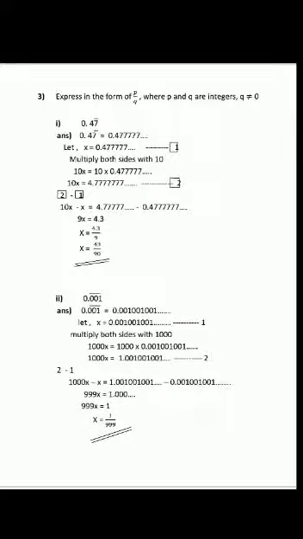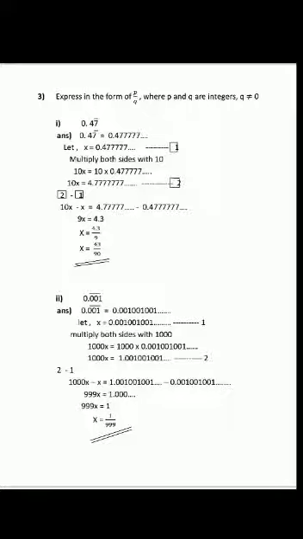Now look at how many digits are repeating. Here only 7 is repeating. The bar is above one number, 7 only. So only one number is repeating. That's why you multiply with 10. If two numbers are repeating, multiply with 100. If three numbers are repeating, multiply with 1000. So we multiply both sides with 10.